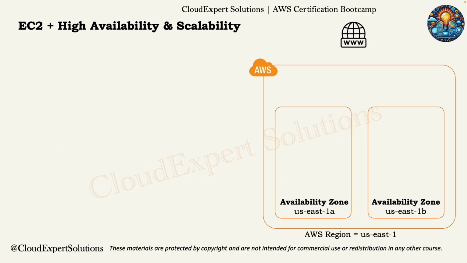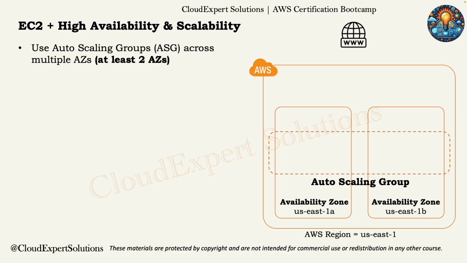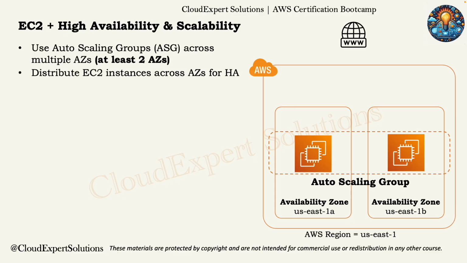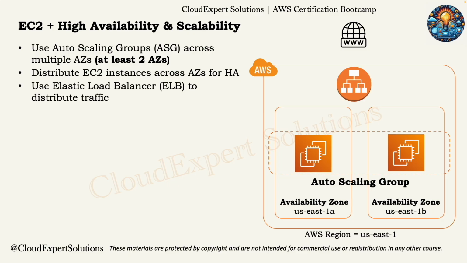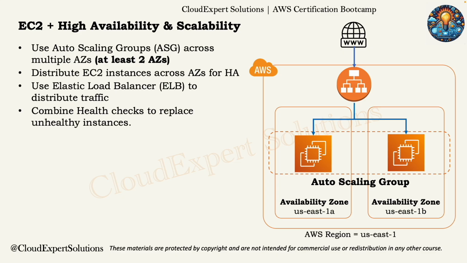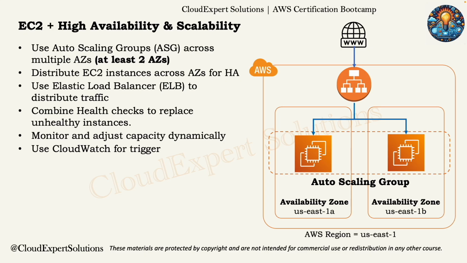To make your architecture with EC2 instances highly available and scalable, you use auto-scaling group deployed across multiple availability zones. You distribute your EC2 instances across availability zones for high availability. You use Elastic Load Balancer or ELB to distribute traffic between the EC2 instances. You can combine health checks with your Elastic Load Balancer to replace unhealthy instances. You can also monitor and adjust capacity dynamically.